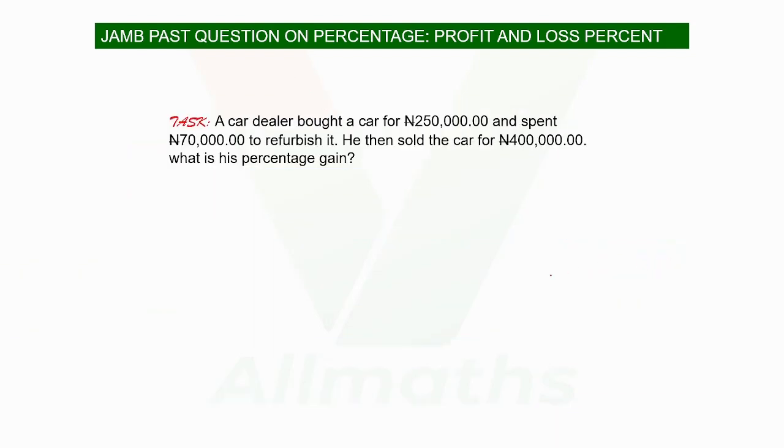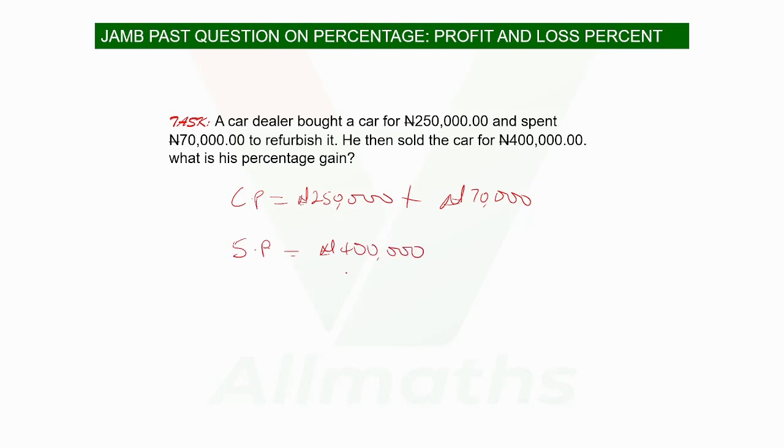I want you to try this task. A car dealer bought a car for 250,000 naira and spent 70,000 to refurbish it. He then sold the car for 400,000. What is the percentage gain? Remember, the cost price in this case is the 250,000 naira he bought the car, plus the amount he used to refurbish the car. That's the cost price. The selling price is straightforward, which is 400,000 from the question.